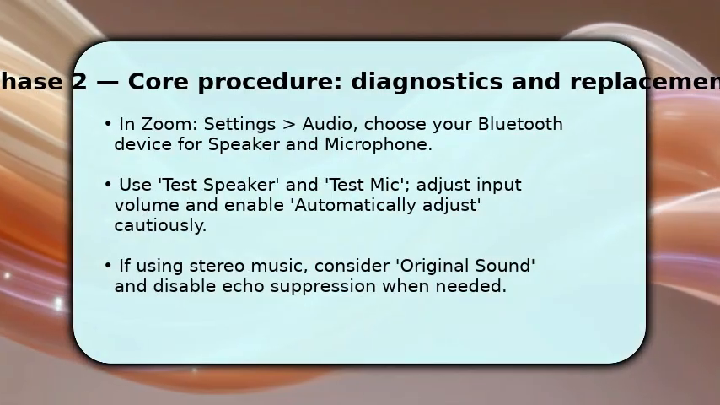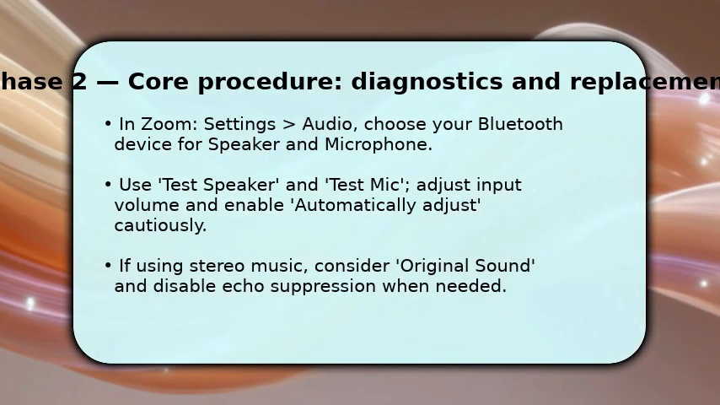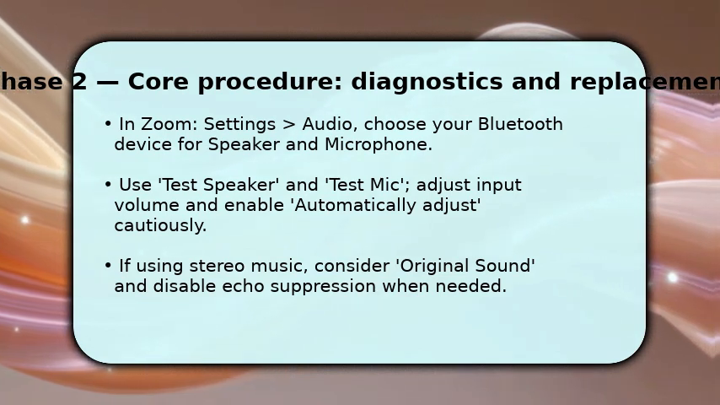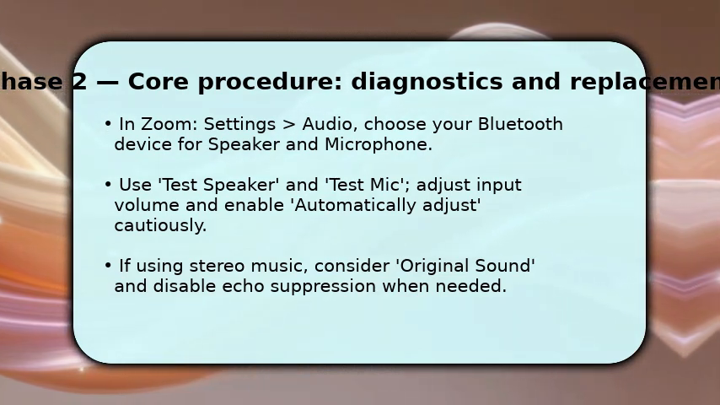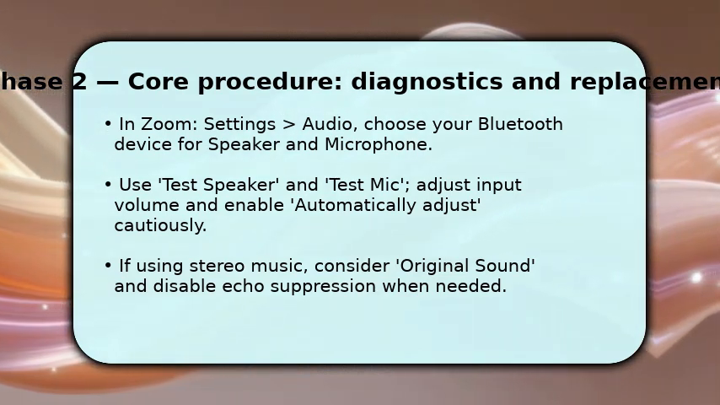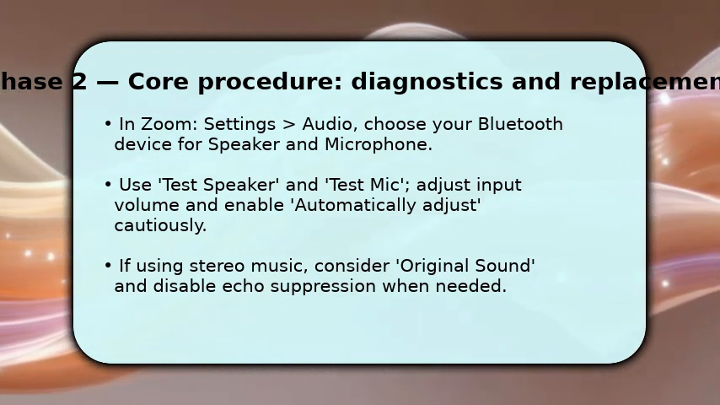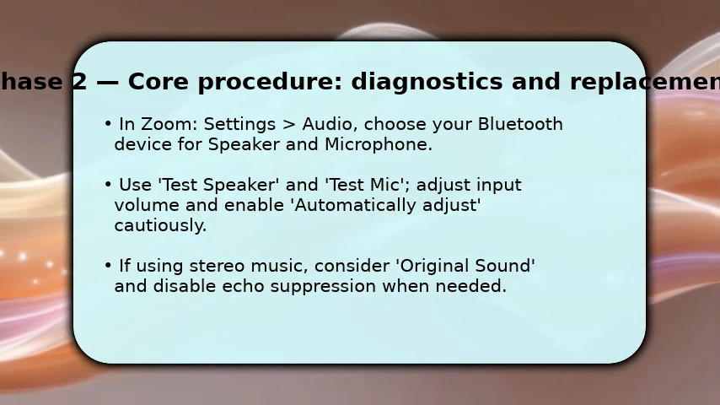Now, with Zoom open, go to Settings and open the Audio tab. This is where you make the connection live. From the speaker drop-down, choose your Bluetooth headset, and do the same for microphone. Click Test Speaker and Test Mic to confirm sound and recording levels. Adjust the input slider so your voice isn't clipping.